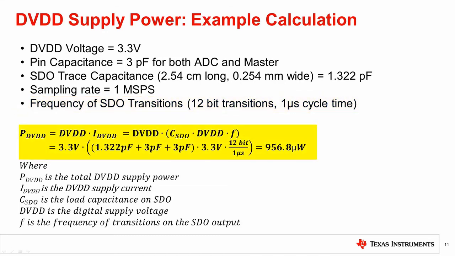To find the DVDD supply power, we simply multiply the DVDD current by the DVDD voltage. Entering these values into the equation will give us an estimated DVDD supply power of 956.8 microwatts.